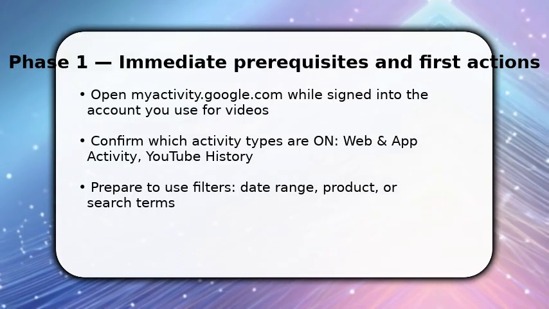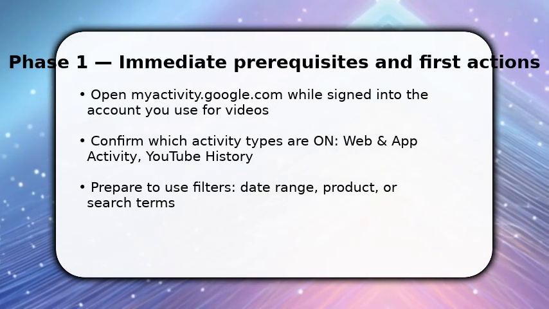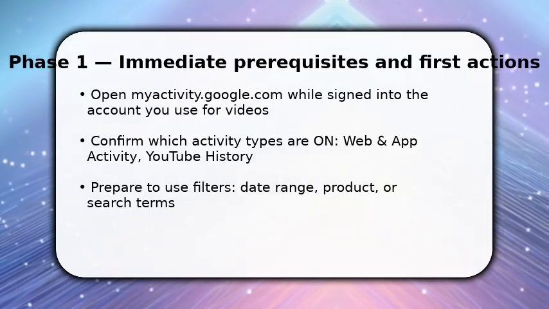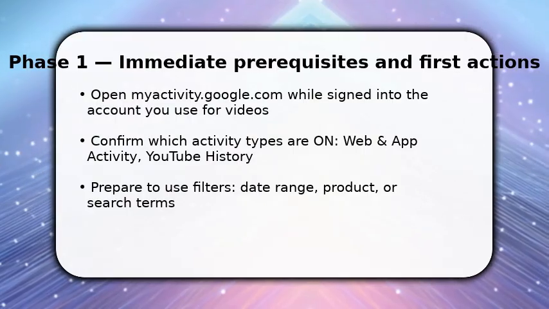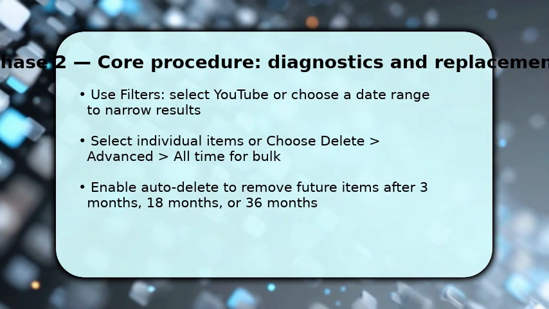Once done, use the filter icon to narrow records by date range or product. This saves time. You'll want to decide whether to remove everything or only selected entries, because deleting selectively prevents losing unrelated search records. Now you'll remove the unwanted videos.